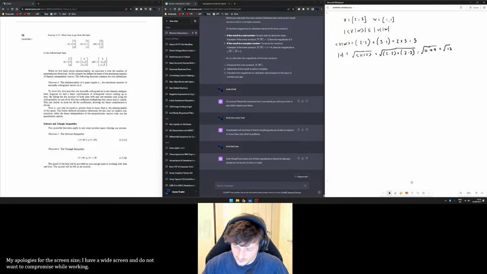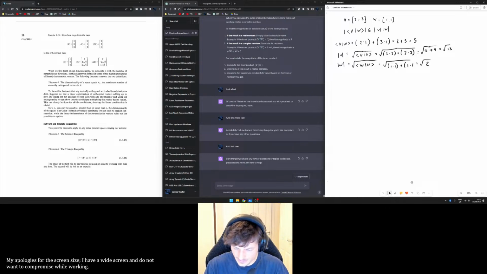And then I did w, so let's do that. The magnitude of w is equal to the square root of w and w, so we just multiply it by itself. It's the square root of 1 times 1 plus 1 times 1, which is equal to the square root of 2.